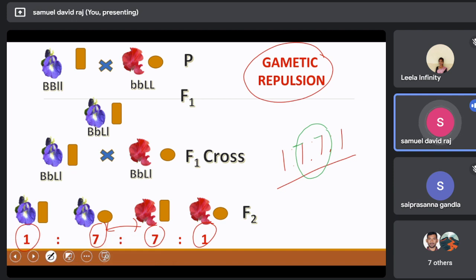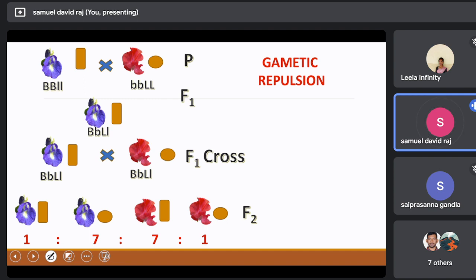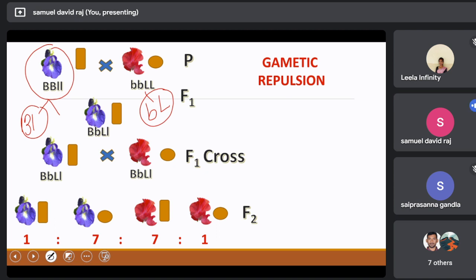And let's see the second experiment, where the recombinants are more in number and parental combinations are less in number. So what happened here? Let's see again. Here, what is the genotype of the gametes of this parent? Can anybody tell me? Capital B, small l. Excellent. What about this one? Small b, capital L.